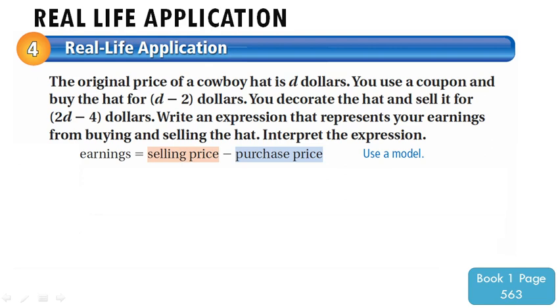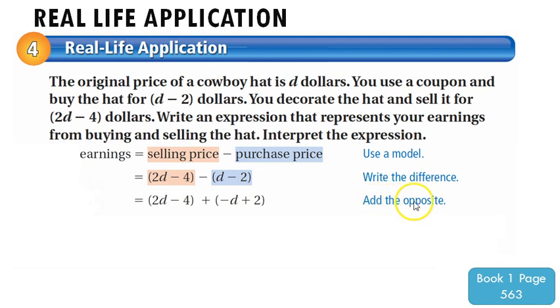It asks us to use a model. Our earnings is the selling price minus the purchase price. So our selling price is 2D minus 4, and we find the difference by subtracting what we paid for the hat, D minus 2. It wants us to add the opposite. So we're going to add the opposite of D minus 2, which is negative D plus 2.